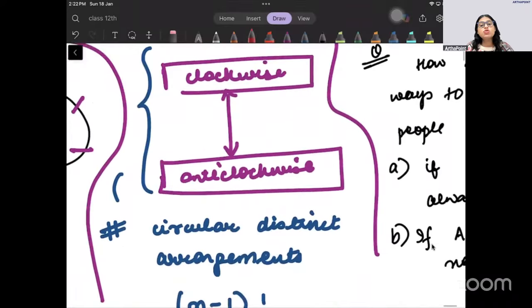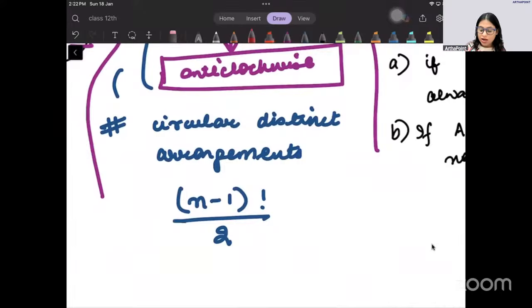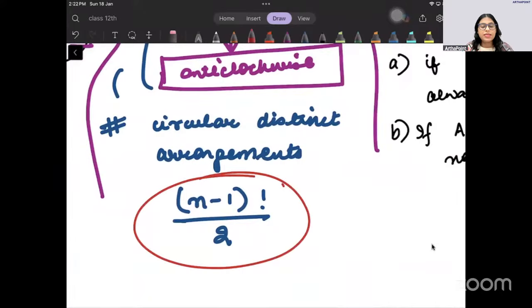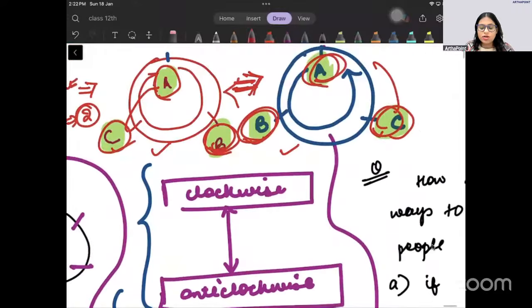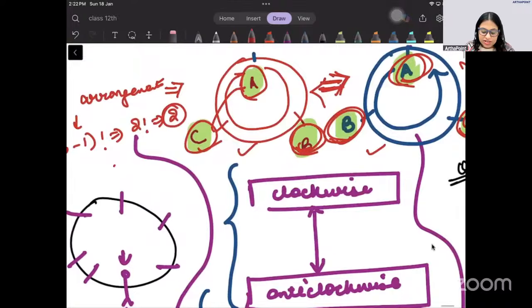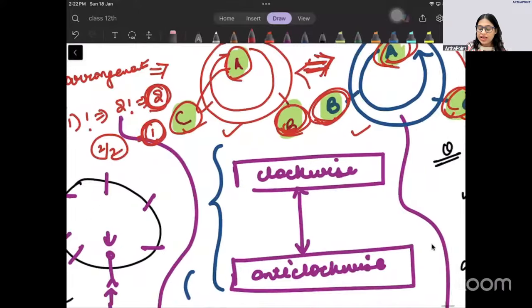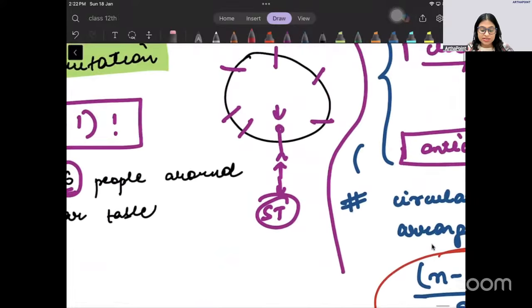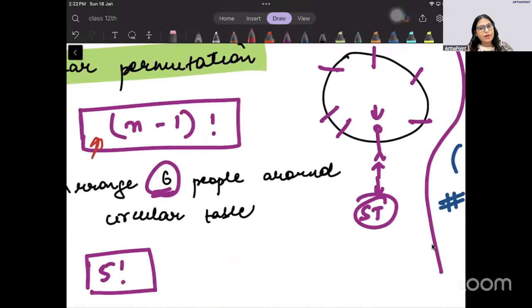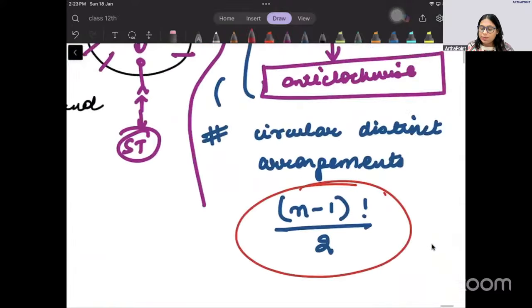So when someone asks you to find distinct arrangements, you always divide by 2, so that you can get the distinct arrangements. Actually these and this are the same thing only. Right? So the number of distinct arrangements will be total arrangements divided by 2. Okay, just keep this in mind that in the exam, if they ask you to find the distinct number of arrangements, it will be n minus 1 factorial by 2. And if they ask you to find the total number of arrangements in a circle, then it will be n minus 1 factorial. Okay, coming back to this question.